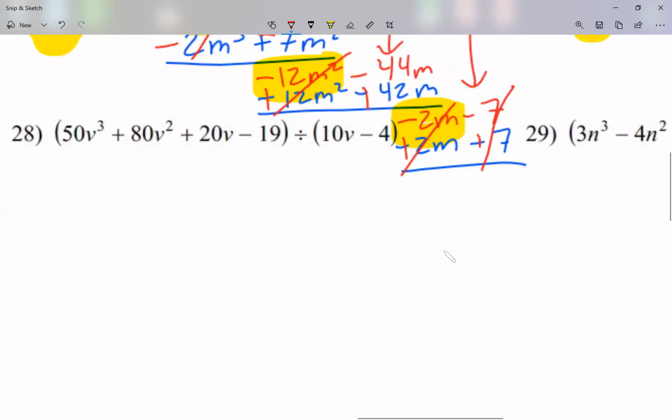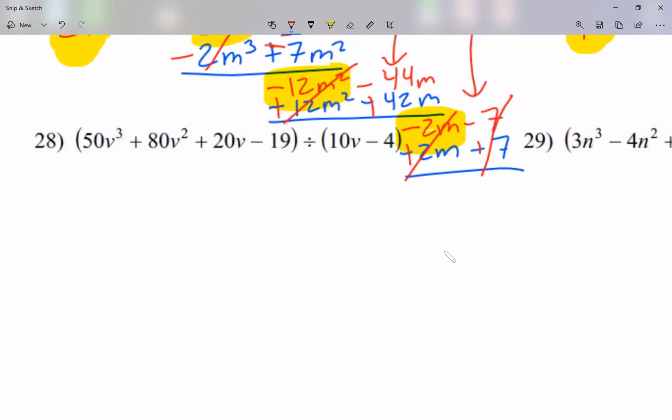All right. Now, questions 28 and 29, things are going to change a little. The only difference is that I will have a remainder, okay? So I didn't have remainders on 26 and 27, but I will have remainders for 28, 29. So let me write this thing out. I'm going to go 10v minus 4.